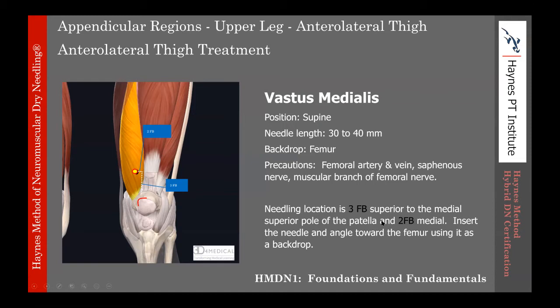And then finally, the vastus medialis. Again, what we'll do is use the patella as our orientation. We're going to come up about 3 finger breadths and then medial 2 finger breadths, and we're going to insert the needle and angle it just toward the femur, using the femur as the backdrop.